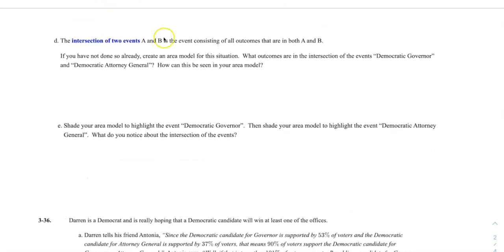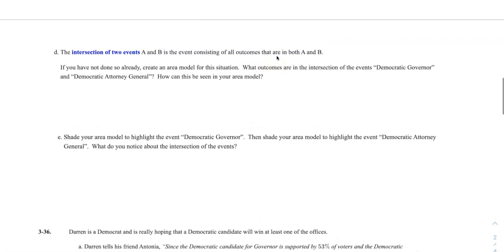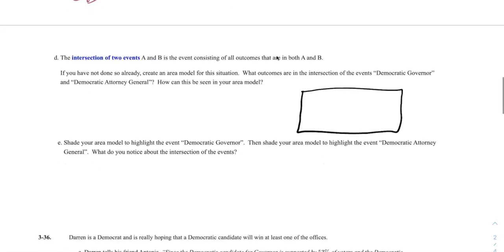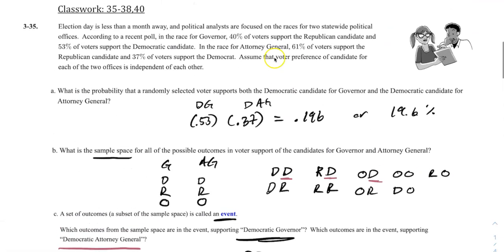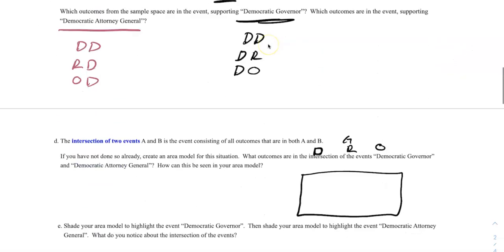The intersection of two events, A and B, consists of all outcomes that are both A and B. If you have not done so already, create an area model for the situation. Let's do that first before we run out of space. So I'm going to do this over here. I was hoping to make it a box. And remember, we're going to have governor on top, and we'll put Democrat, Republican, and other. Odds of them supporting a Democrat is 53, Republican's 40.